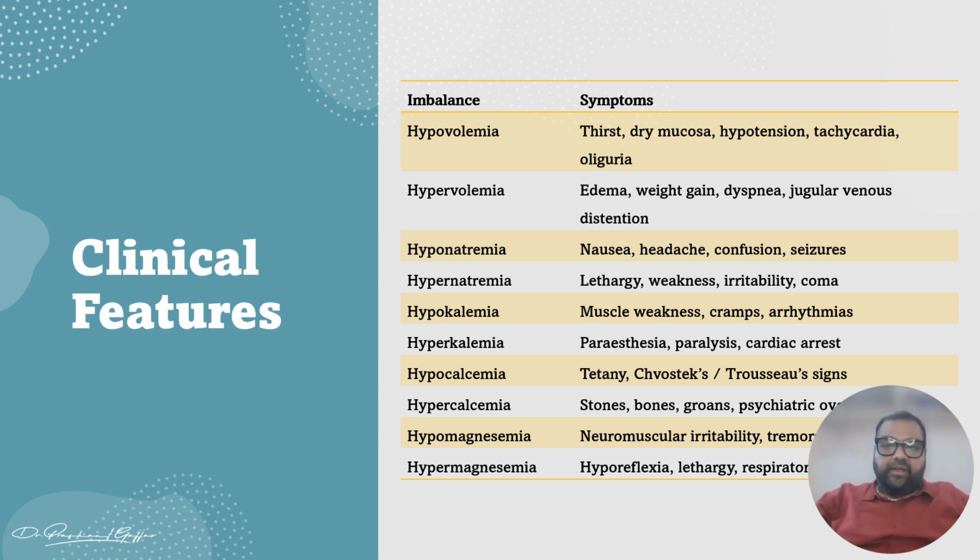Now, if it is hyponatremia, the sodium will be low, so there will be nausea, headache, confusion, and seizures. When the sodium increases, the person goes into lethargy, weakness, irritability, and the patient will go into coma. If potassium is low, there will be hypokalemia: muscles are weak, with cramps and arrhythmia. If potassium is high, there will be a risk of developing paresthesia, paralysis, and cardiac arrest, right?